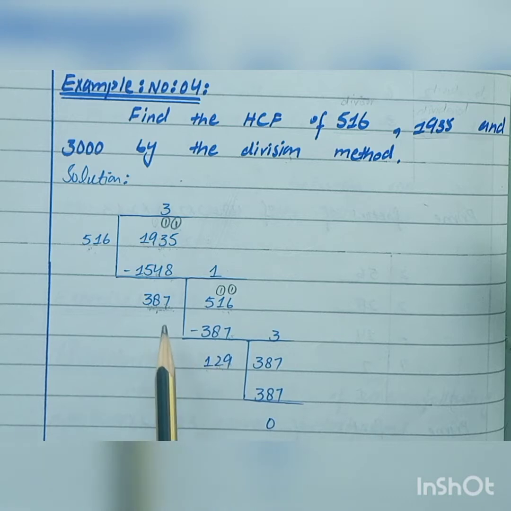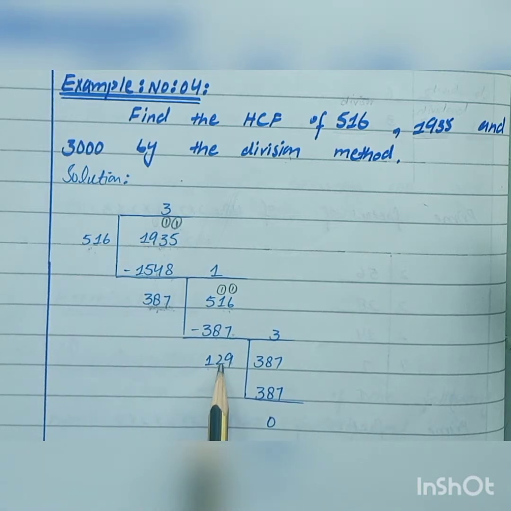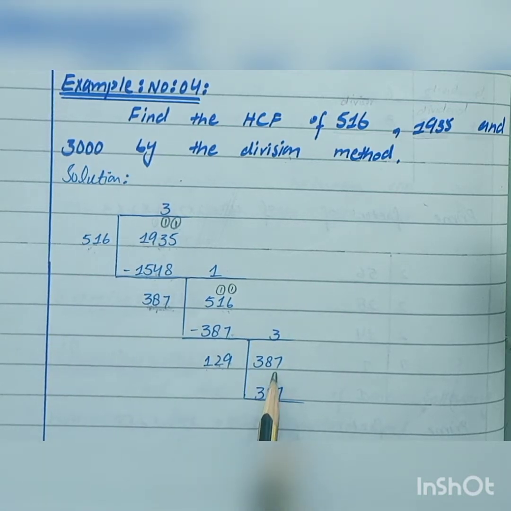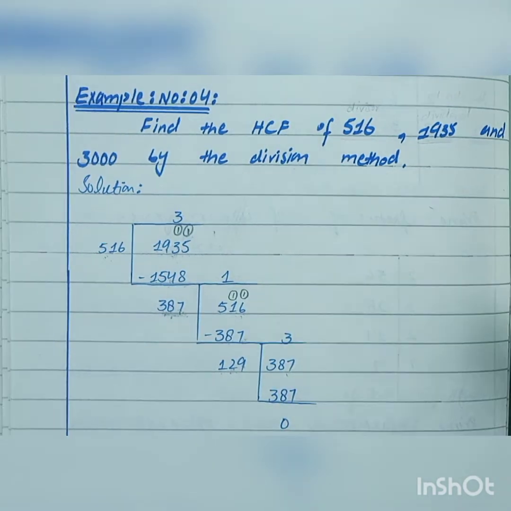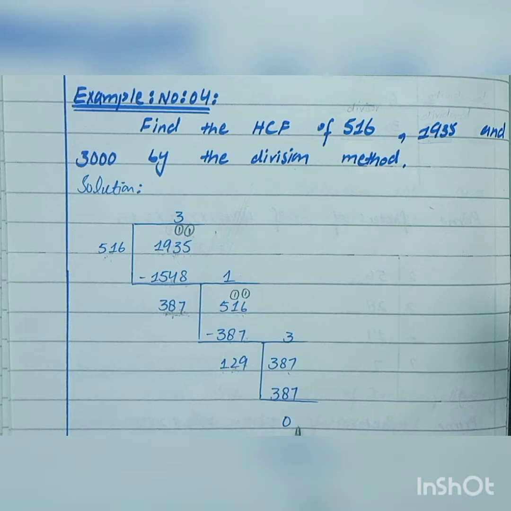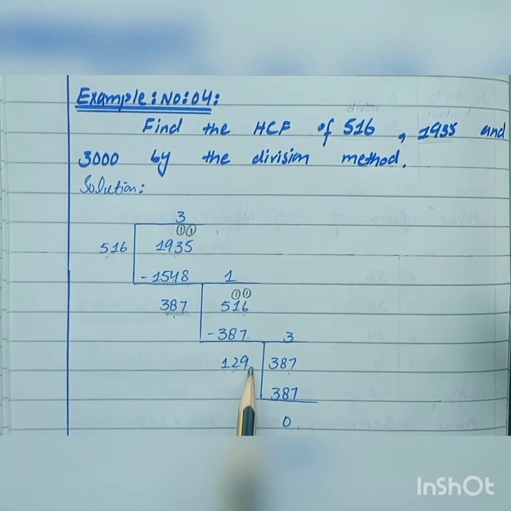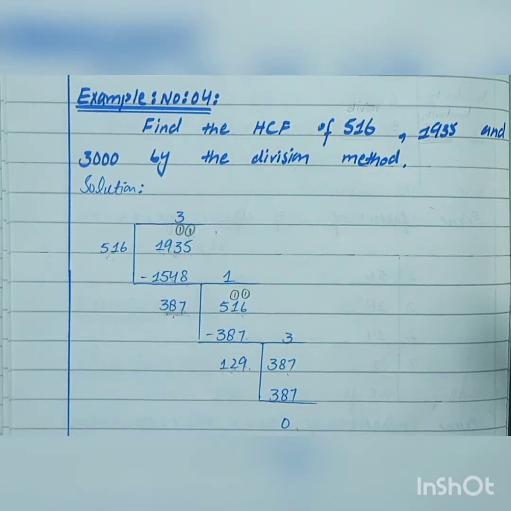Next, divide 129 and 387. 129 take outside and 387 take inside. 129 times 3 is 387. We get 0 as a remainder, so the last divisor, 129, is considered as the HCF of 516 and 1935.